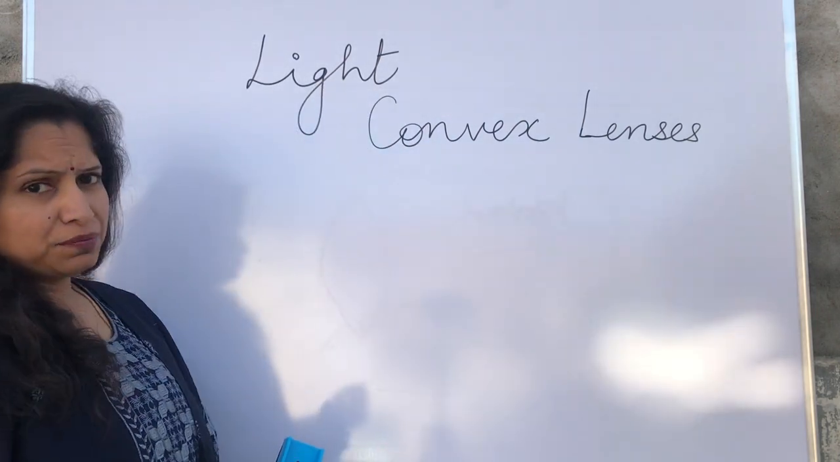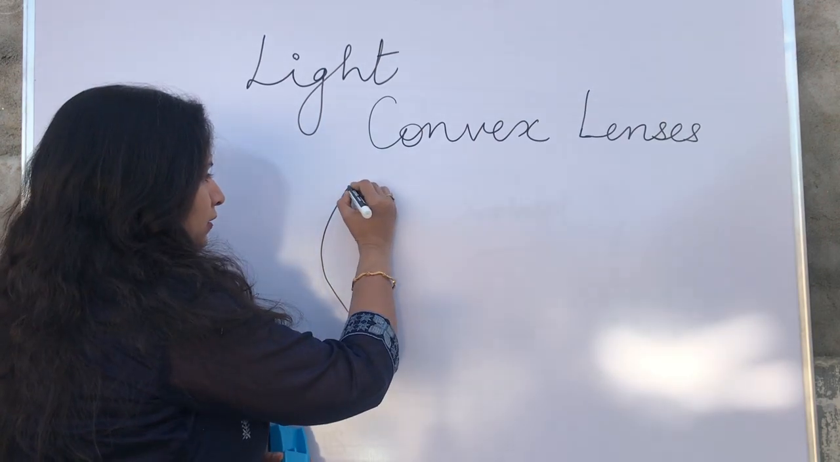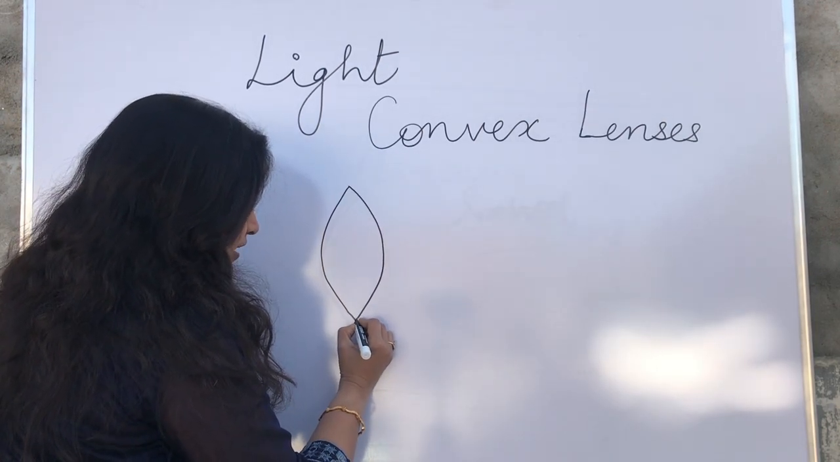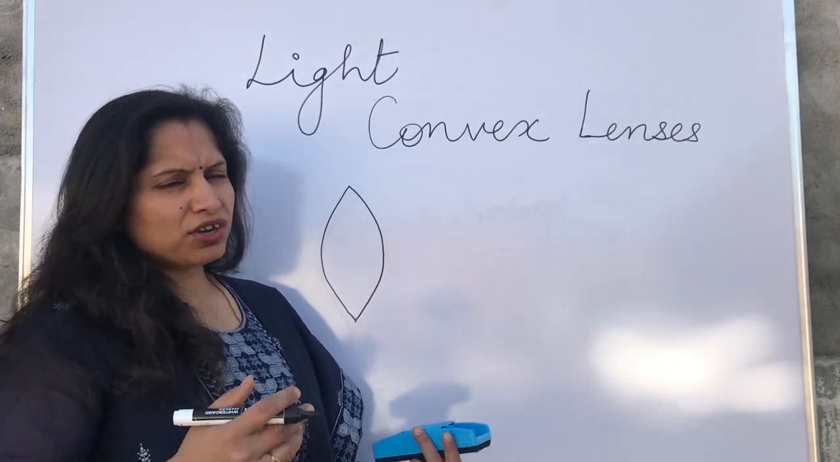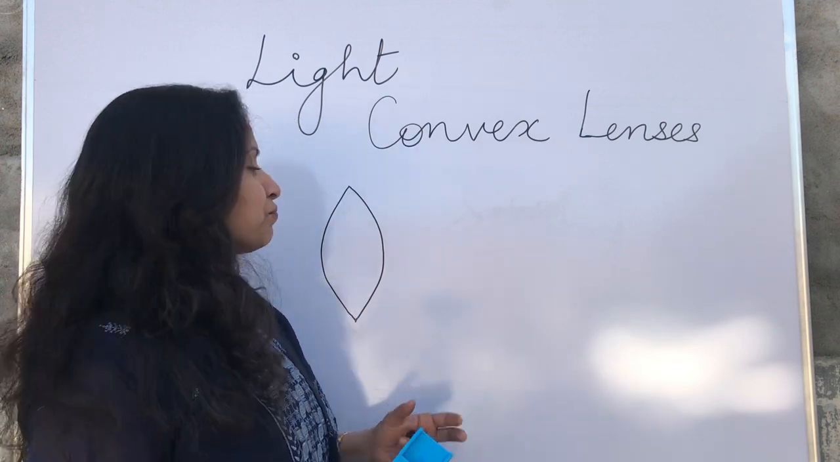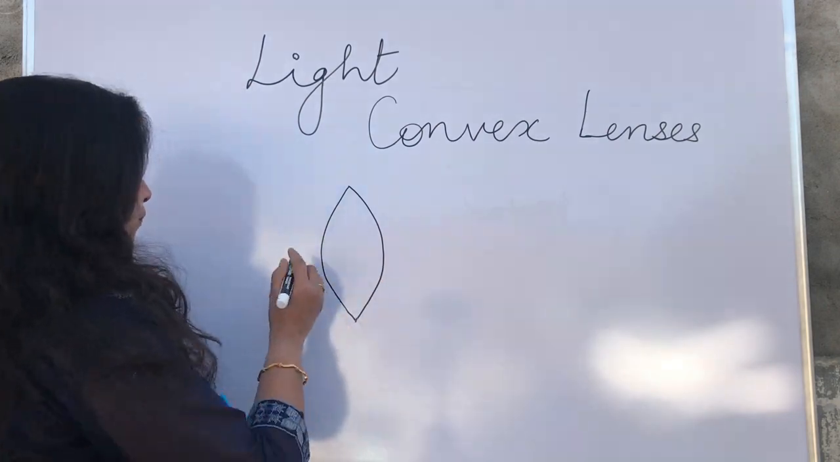I hope you know the basic terminology. A convex lens is one which is thicker from the center. Remember that. I have seen that some students, while drawing the convex lens, forget about that and draw a concave lens. So, don't mess up with that. A convex lens is one which is thicker from the center part.